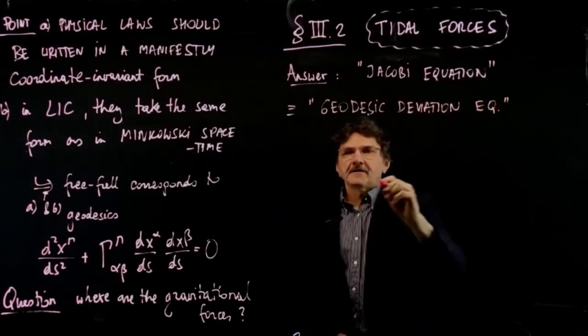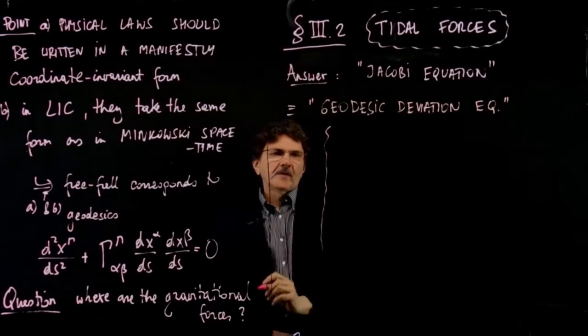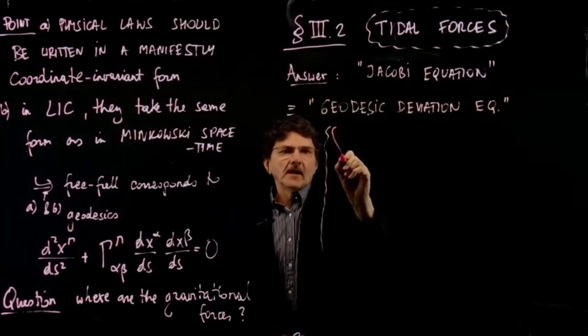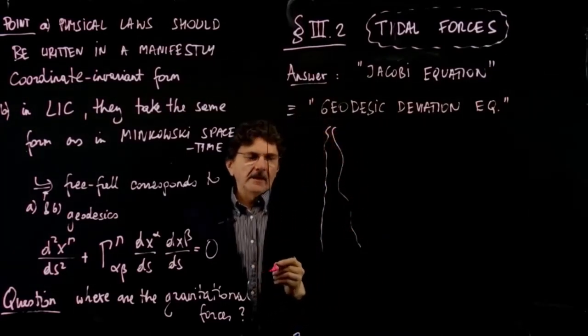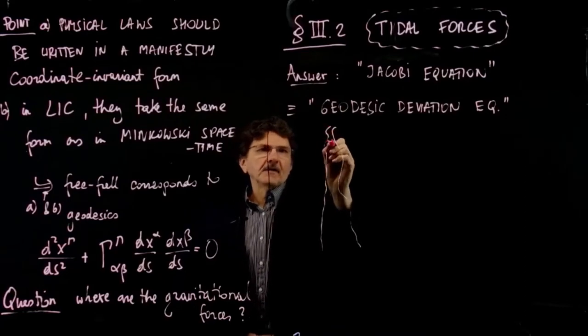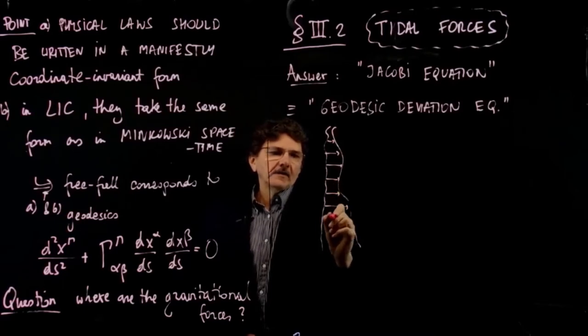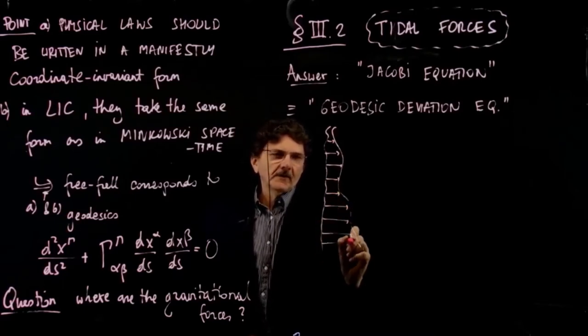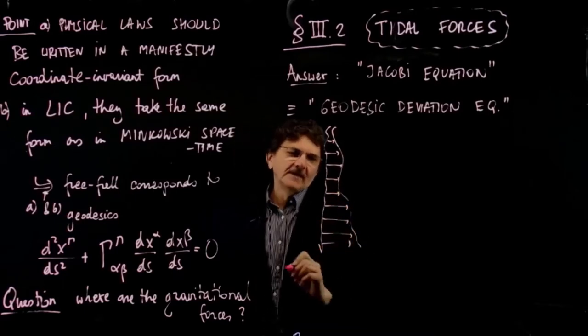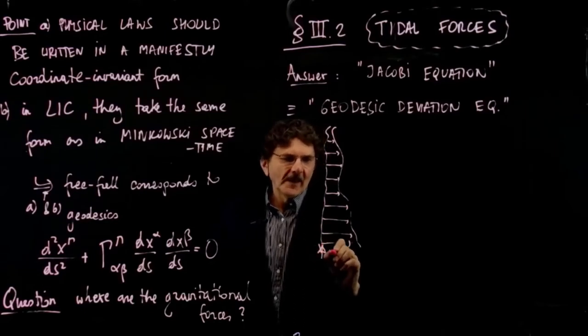And the idea is that if you have one geodesic on your manifold and a nearby one, then if you're sitting on this geodesic, you see the other one accelerating with respect to you, right? So suppose time goes, well, let the time go up as it should.